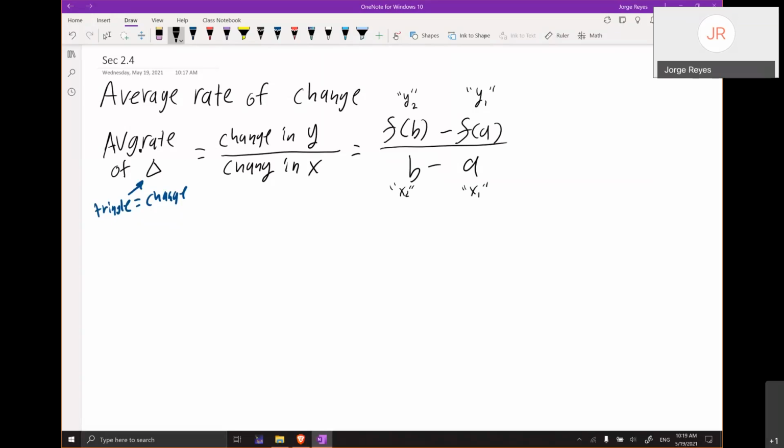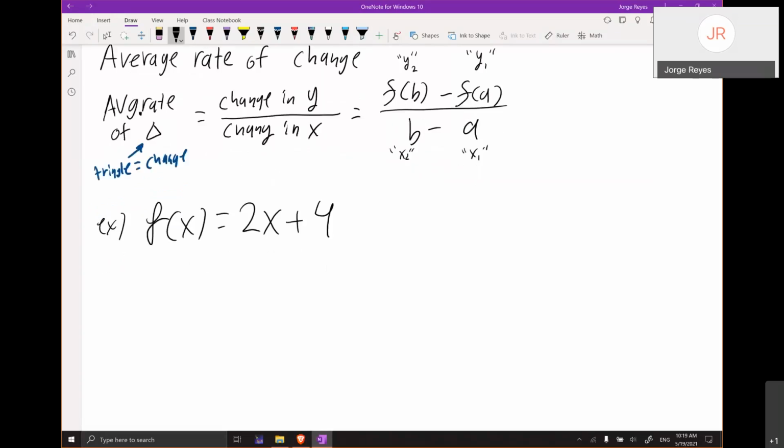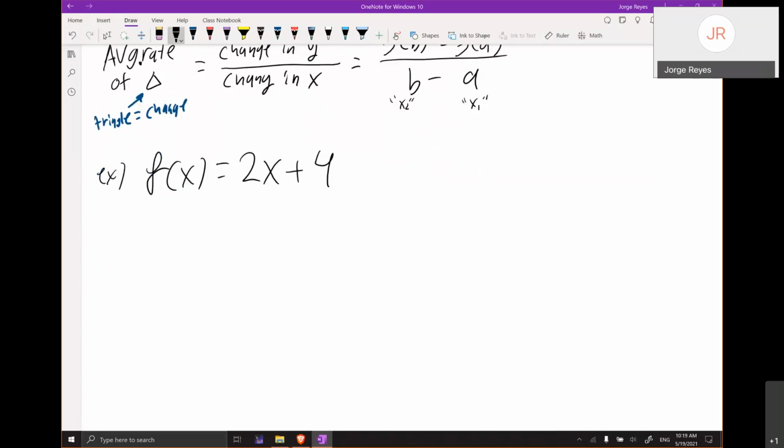So if you plug in the x2s, y2s, y1, x1s, I want you to notice something. We're going to find the average rate of change of this function, which is a line, 2x plus 4, between, let's just say, x equals 1 and x equals 3. You always need to be told, when you're doing average rate of change, between where and where, because that's where your average is going to be happening. So between x equals 1 and 3, let's plug in the formula.